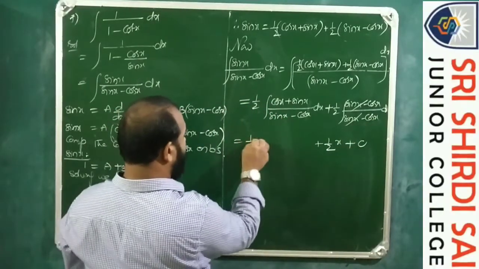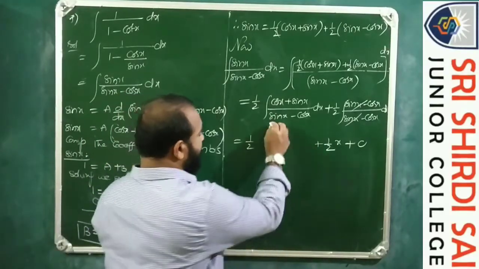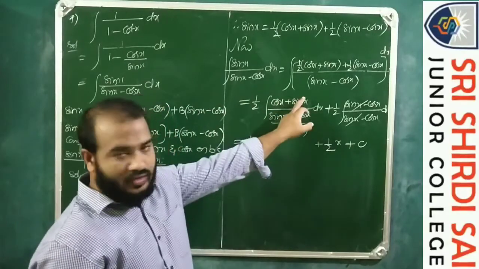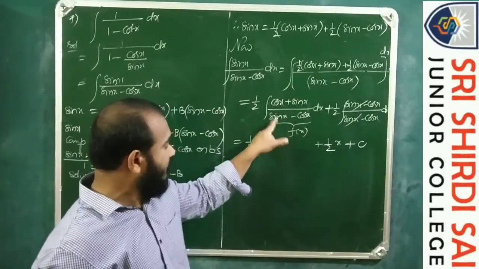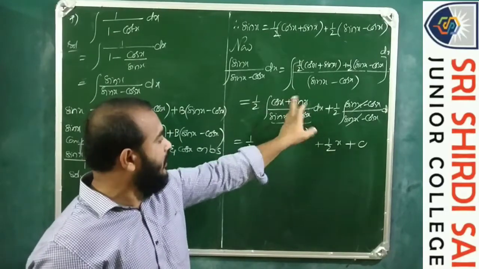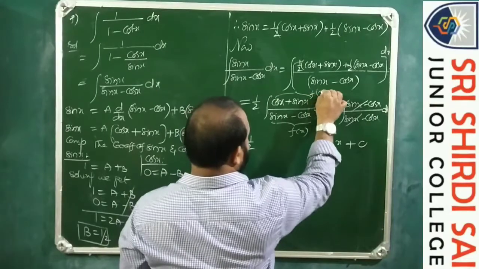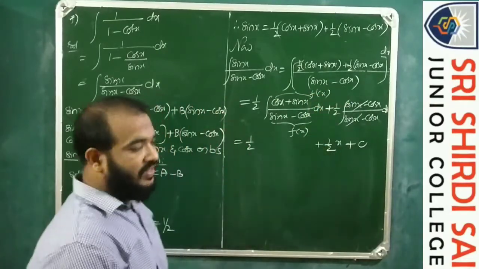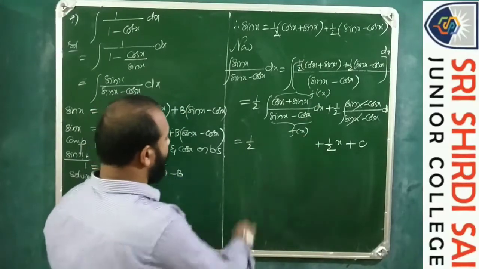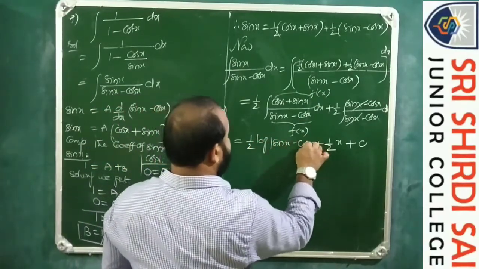So this is equal to 1 by 2 of, sin x minus cos x is f of x. Its f dash x is situated in the numerator, because the derivative of sin x is cos x, and the derivative of minus cos x is minus sin x, minus of minus is plus sin x. This is f dash x. So we have the result: the integral of f dash x by f of x dx is log mod f of x. So log modulus of sin x minus cos x.